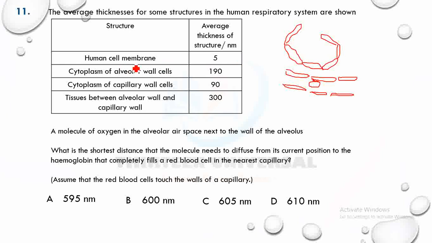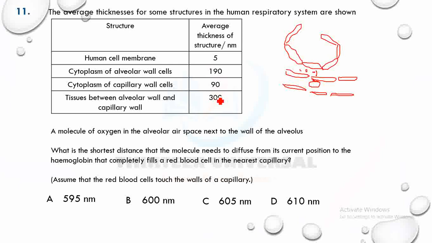Cytoplasm of alveolar wall cells: so this cytoplasm from here to here is 190. Cytoplasm of capillary wall cells: from here to here is 90. Now, tissues between the alveolar wall and the capillary wall: the tissues that are found here, from here to here, occupy 300.